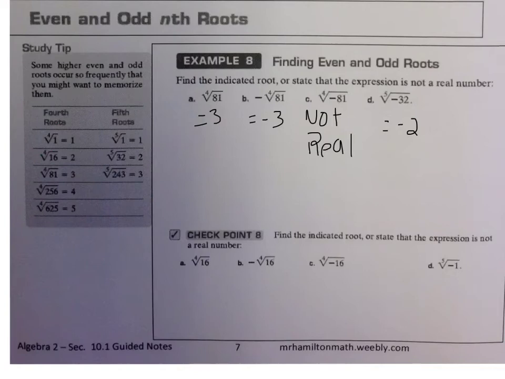Stop, pause here, try the checkpoints. When you come back, I'll give you the answer. All right, checkpoint 8: A equals 2. B equals negative 2. C is not real. And D is negative 1. Let's turn to the next page.